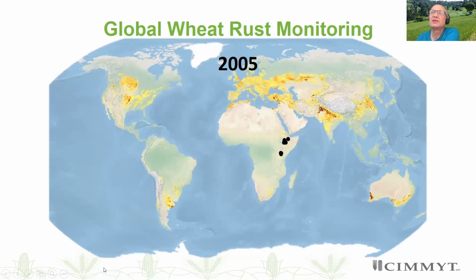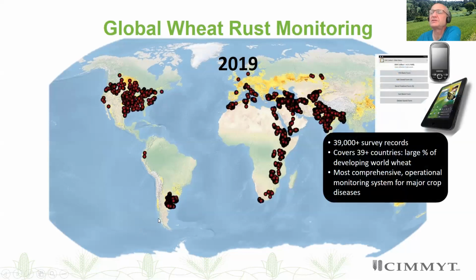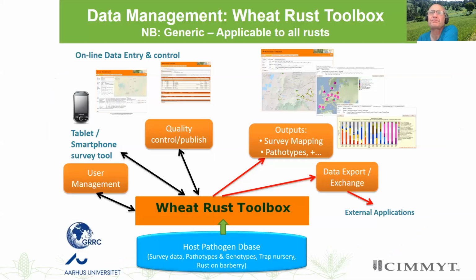Just to illustrate this in the form of maps, this is where we stood around 2005 in terms of surveys, and this is showing where we are currently. So we're getting really good coverage, certainly across most of the developing country wheat growing areas, and a really great resource to have.